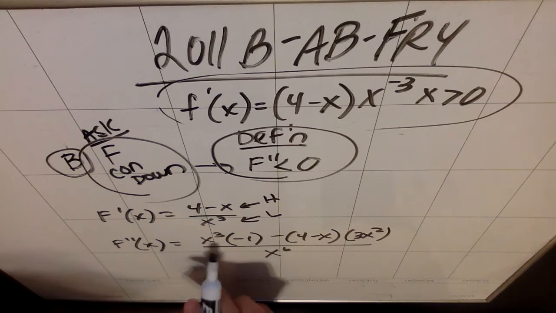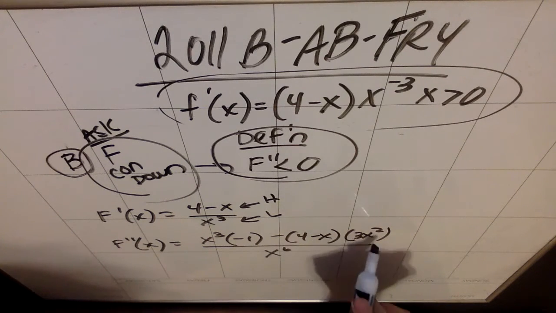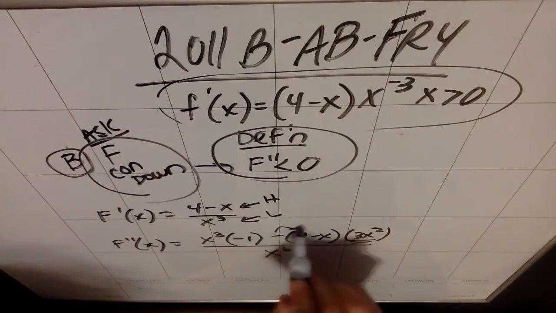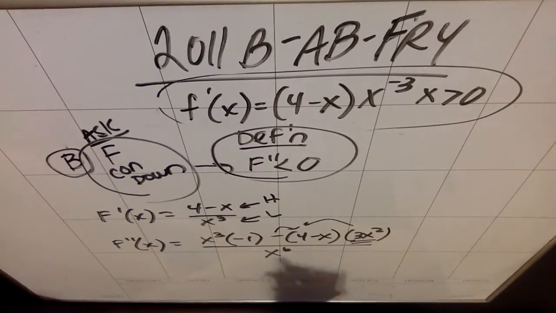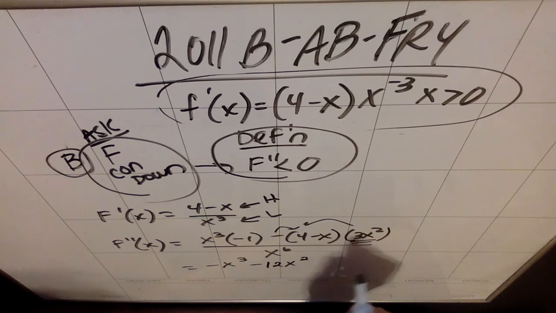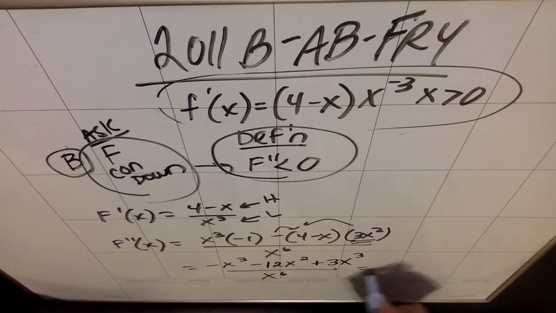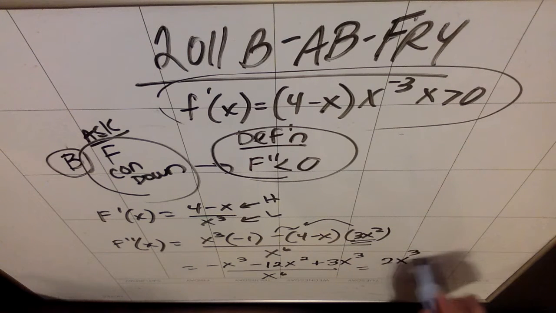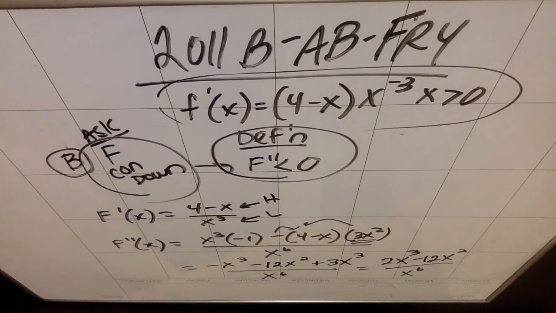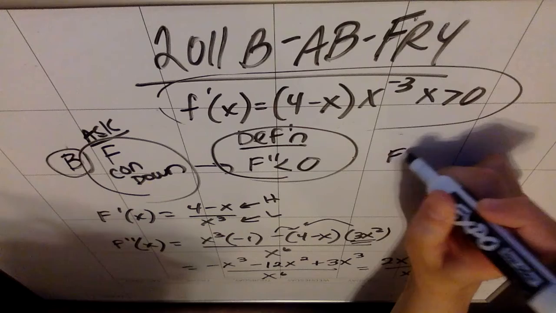So when I clean up the top, this is a negative x cubed, right? And then I'm going to distribute this negative and the 3x squared here, right? So I'm going to distribute a negative 3x squared. So I end up getting a negative x cubed. When I times this 4 by a negative 3x squared, I get a negative 12x squared, right? And then when I times this negative x by a negative 3x squared, I'm going to get a plus 3x cubed, right? All over an x to the 6th. So I end up getting that this is a 2x cubed minus a 12x squared over an x to the 6th, right?